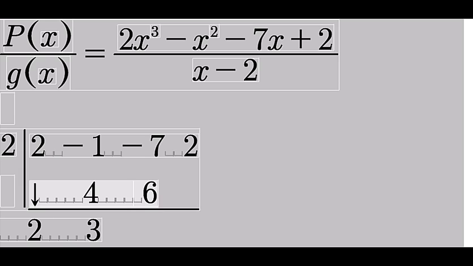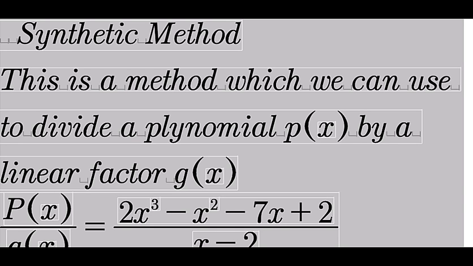Then I take the summation of minus 7 and 6. Minus 7 plus 6 gives me minus 1. So I come under the horizontal line and write minus 1. I repeat the process again. I multiply the 2 outside the vertical line by the minus 1 under the horizontal line to have minus 2.